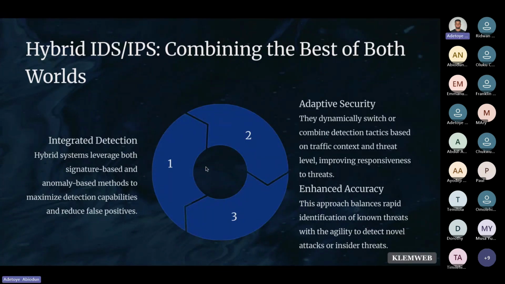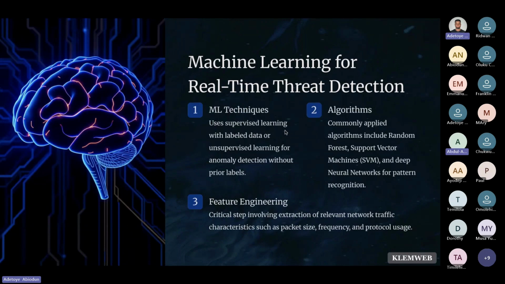So, do you have any question, please? As we are going, do you have any question? Yes, sir. Okay. If you have any question for me, please tell me about IDS, IPS, and the hybrid mode, that is the combination of the two. Any question? All right. So the machine learning for, okay.